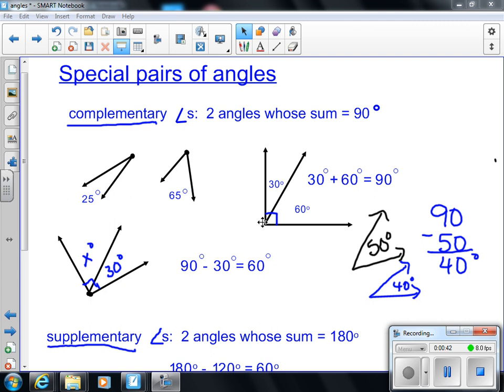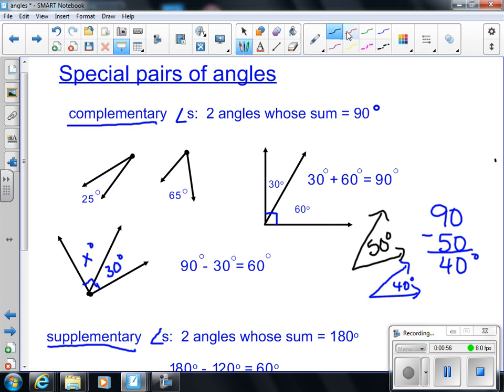In this example, I have a 30-degree angle and a 60-degree angle. Together they make a 90-degree angle or a right angle. Therefore, we can say those two angles are complementary. In the example of these two angles, I could say this is angle A and this is angle B. And I know that angles A and B are complementary because they add up to be 90 degrees.